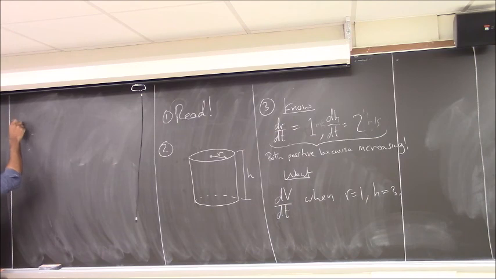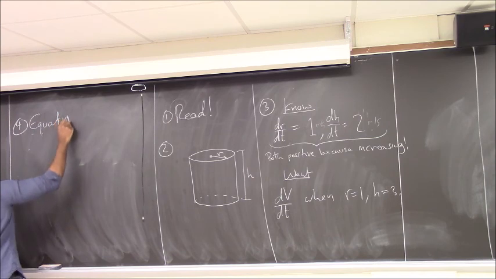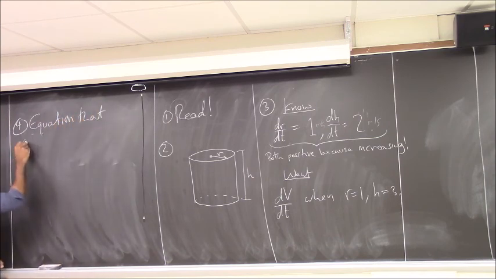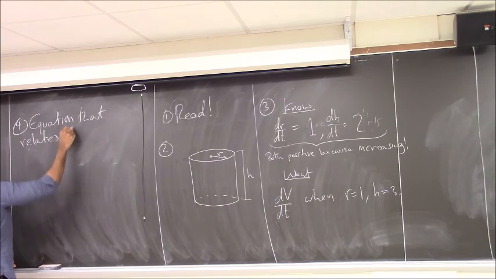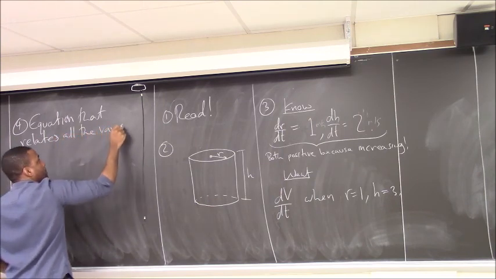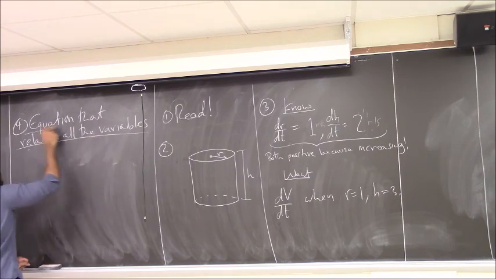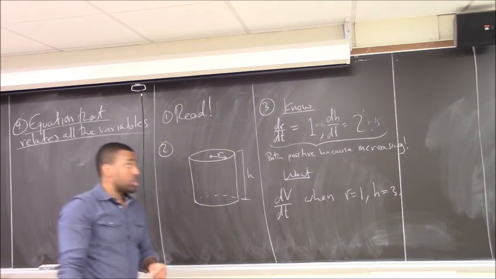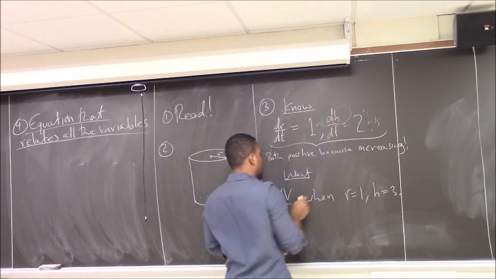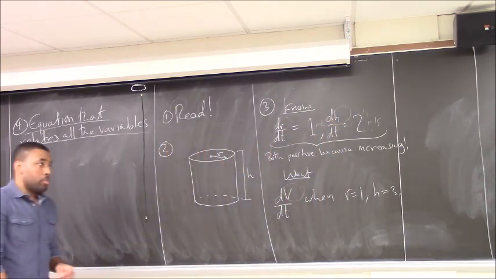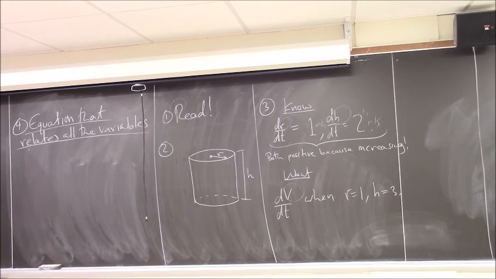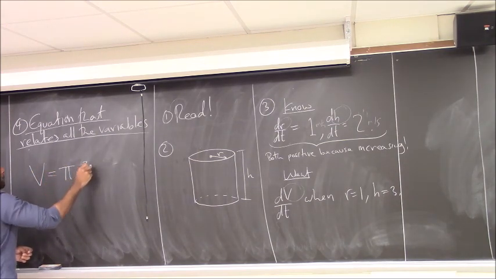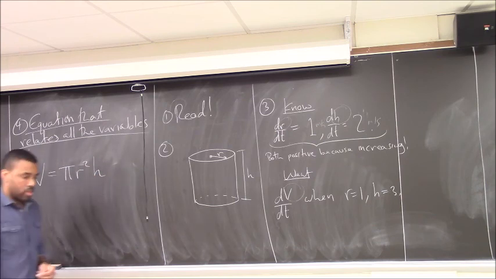So that brings us to step 4. Now step 4 is to come up with an equation that relates all the variables. So what are the variables here? Well, r is a variable, h is a variable, and V is a variable. So can you come up with an equation that involves V, r, and h? V equals pi r squared h. That is the formula for the volume of a cylinder.